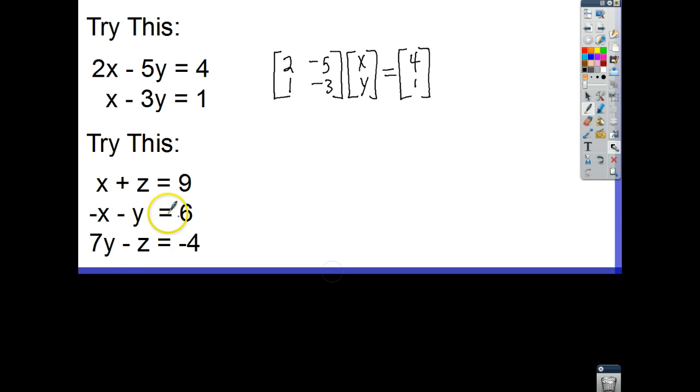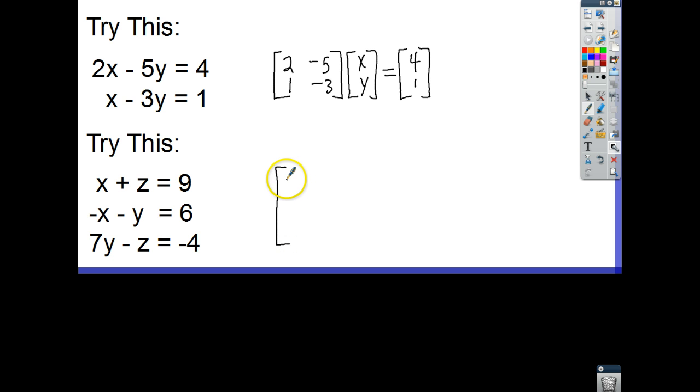All right, here's another one for you to try. A little hint on this one, you have some missing variables. If a variable's missing, the coefficient must be 0, so you'll have to supply zeros for anything that's missing. Okay, let's take a look at that one.